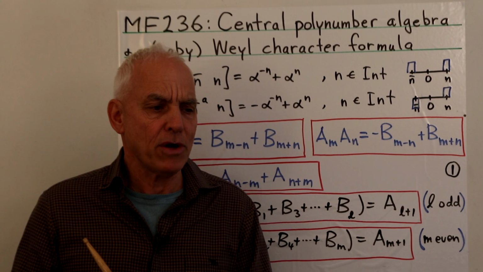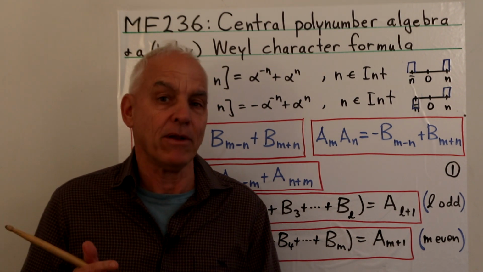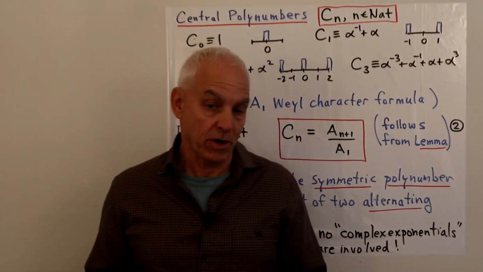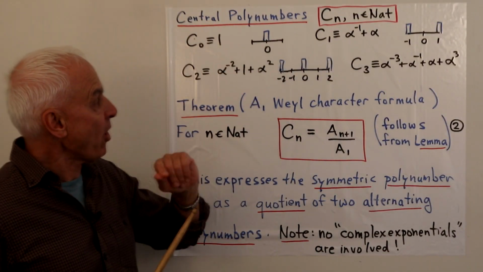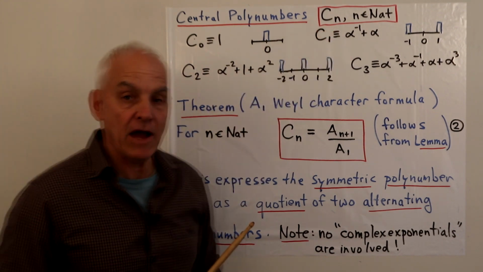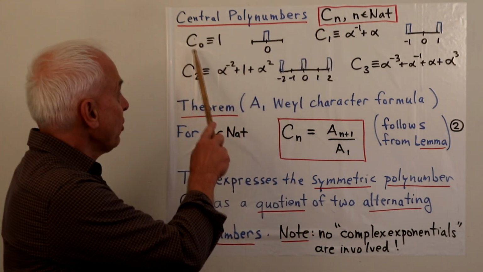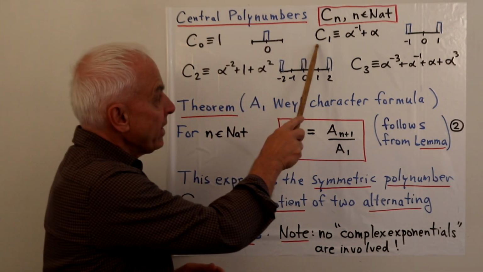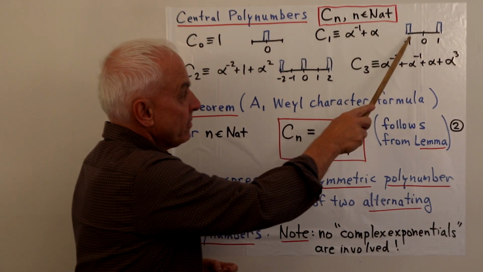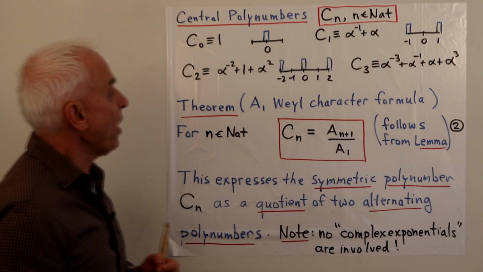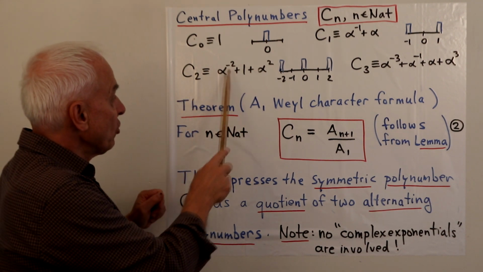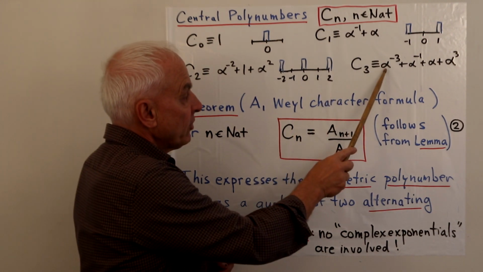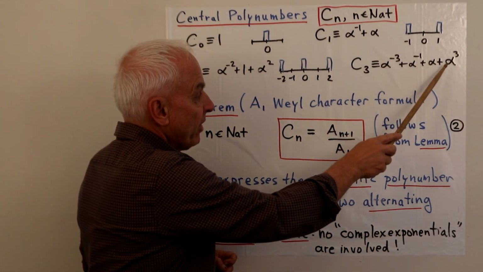So I'm going to give you what I think is actually a more fundamental approach to this very, very important formula. The algebraic objects that we're really interested in are the central polynumbers Cn, and they're defined for n a natural number. C0 is 1, which we think of just as a little delta function at 0. C1 is alpha to the minus 1 plus alpha, just a pair of delta functions at minus 1 and 1. C2 is alpha to the minus 2 plus 1 plus alpha squared. There is its picture. C3 is alpha to the minus 3 plus alpha to the minus 1 plus alpha to the 1 plus alpha cubed, etc.